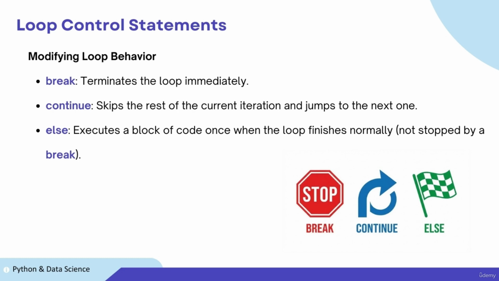Sometimes we need more control. We need to stop early or skip a step. We have 3 tools for this. Break terminates the loop immediately. It stops everything. Continue skips the rest of the current iteration and jumps to the next one, and else executes a block of code once when the loop finishes normally.